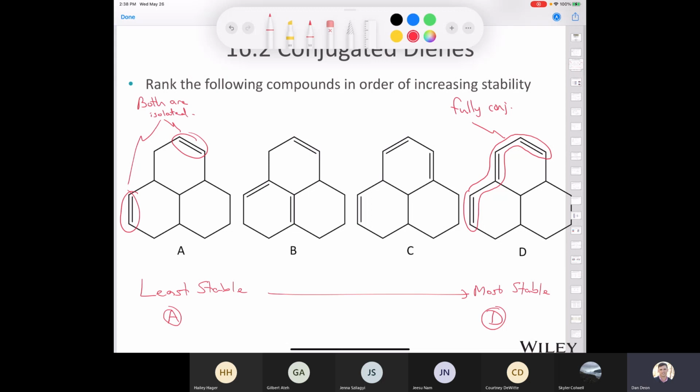Now I saved B and C for the end, and there's a reason why, because I think these ones are a little trickier. If you look at B, you can see that you have a fully conjugated system right here, and then you have an isolated double bond here. If you go over to C, you've got two double bonds that are conjugated, and then you have one that's isolated. I'm going to throw this out there to my students. In terms of B and C, which one do you think might be more stable? And it's not a trick question. It's not to try to trip you up or anything.